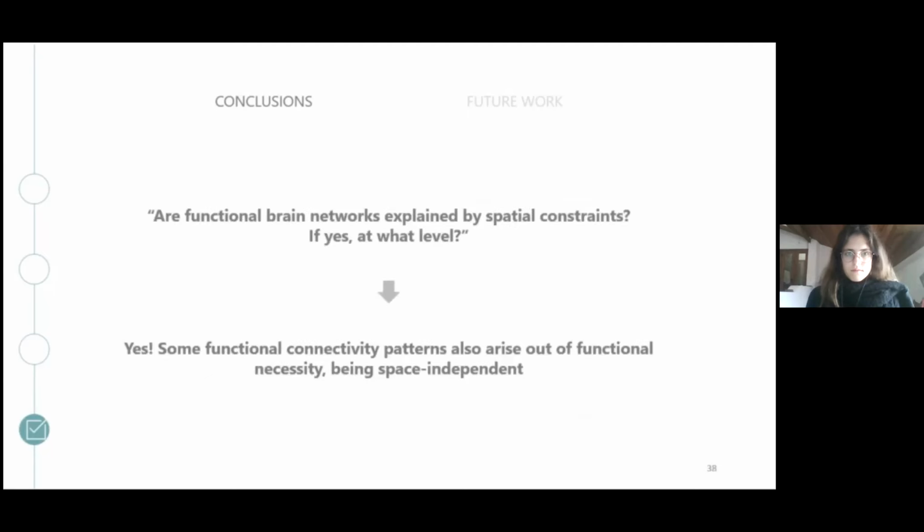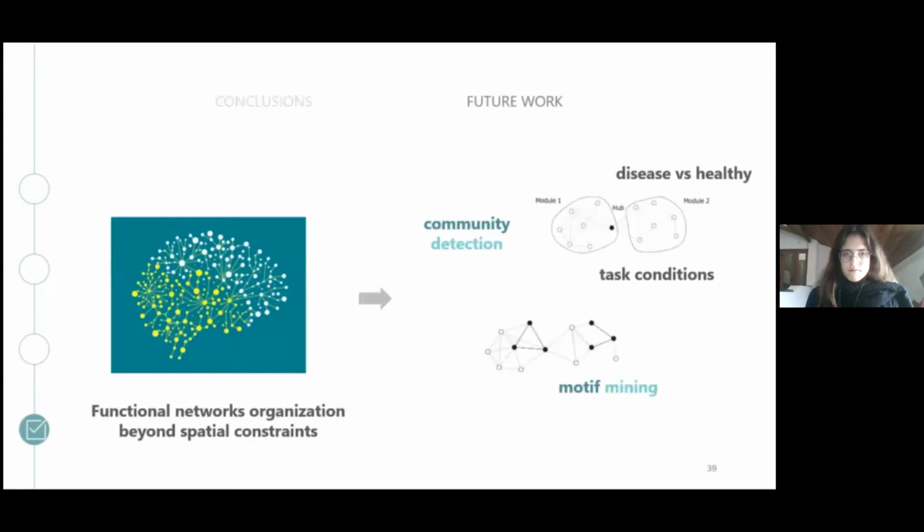So to conclude and answer the initial questions: are functional networks and their topology explained by spatial constraints? And if yes, at what level? Yes, the functional network structure is indeed mostly explained by the spatial embedding, but there is still some significant degree of functional specialization of the community structure, which is space independent.